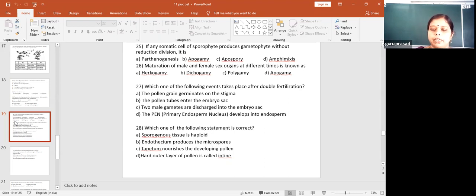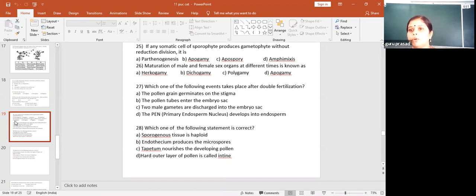Next, question number 28. Which one of the following statements is correct? Sporogenous tissue is haploid. First we have to remember where sporogenous tissue is: it is in the structure of the microsporangium layers. An enlarged view of a microsporangium consists of outer epidermis, endothecium, middle layers, tapetum, and the innermost tissue called sporogenous tissue. The sporogenous tissue consists of diploid cells, not haploid cells, so this statement is wrong. Endothecium produces the microspore: no. Sporogenous tissue cells, the pollen mother cells or microspore mother cells, produce microspores, not the cells of the endothecium. The endothecium and middle layers are protective in function, not microspore forming.